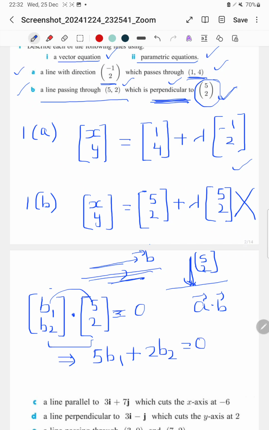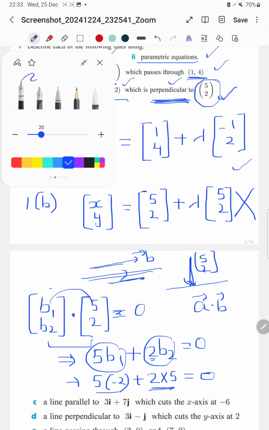Now there are so many different possibilities, but one of them is 5 and 2. If I want them to add and the result should be 0, that means one of them should be positive and another should be negative. So I take this as negative 2, because here it is 2 and here it is 5, and I will multiply it by 5. In this case it will produce a result of 0, because it will be negative 10 plus 10.